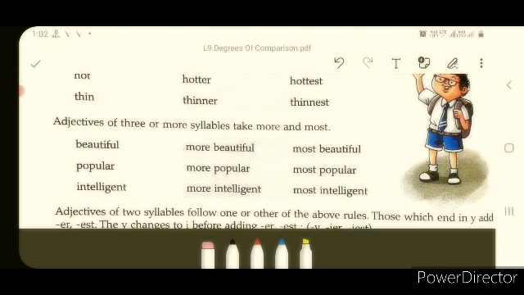Adjectives of three or more syllables take more and most. Adjectives having three or more syllables take more and most, like beautiful, right? More beautiful, most beautiful. With the way you pronounce, you can identify the number of syllables. Beautiful, popular, intelligent, right? So in such cases, what do you do? You use words like more and most in order to get into comparative and superlative form. Alright. So see, more beautiful, most beautiful, popular, more popular, most popular.